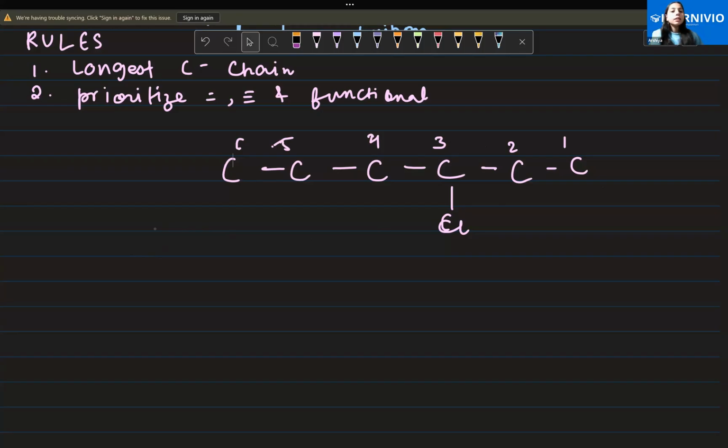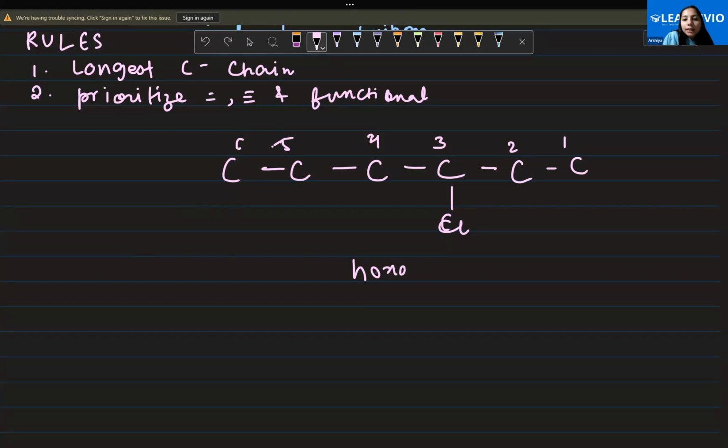All right. So do you think it's an alkane? Do you see any double bond or triple bond? Ma'am, it is hexane. Hexane only. Yeah. So hexane. Now we still have chlorine.